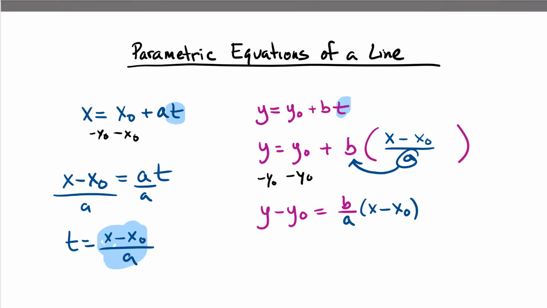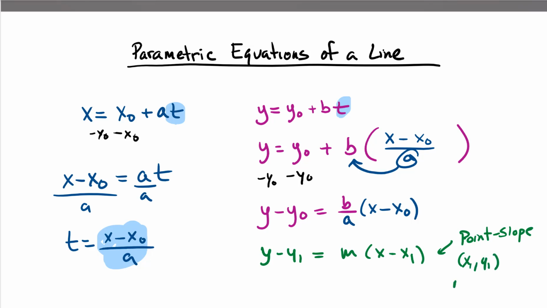Do you recognize this? y minus y1 is equal to m times x minus x1. That's called the point slope form of a line, which tells you the point x1, y1 and the slope. Or we could say that's f prime of x1, right? We've been messing with this stuff. We've been seeing this for a couple of classes now.